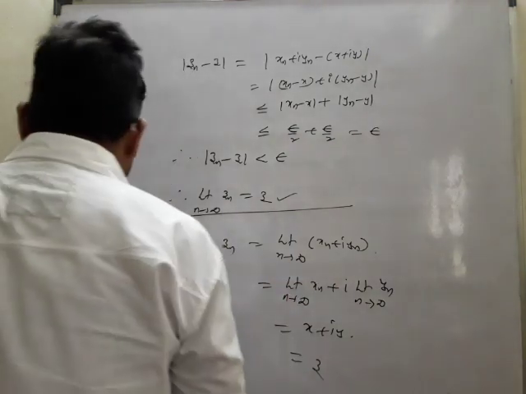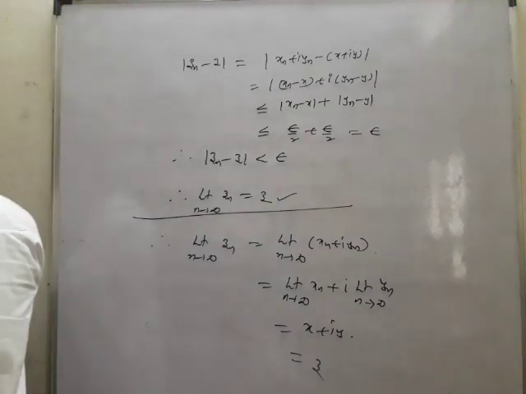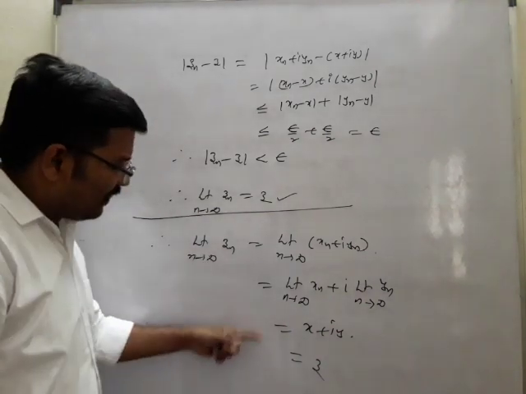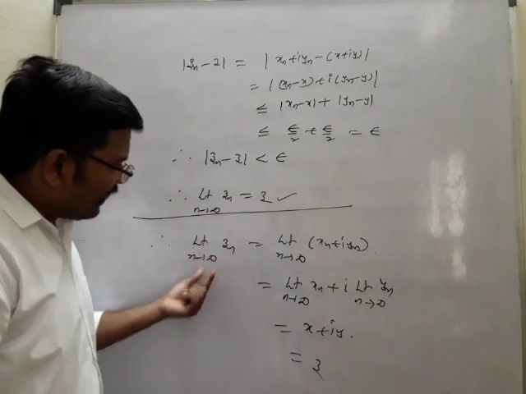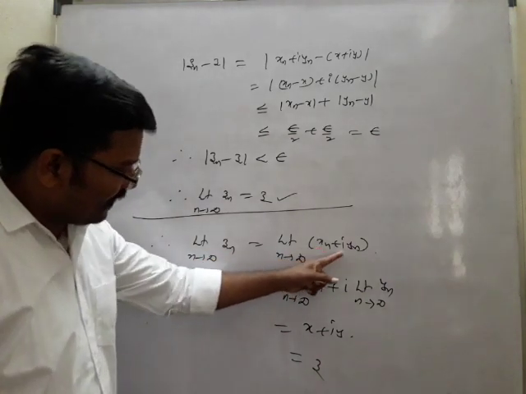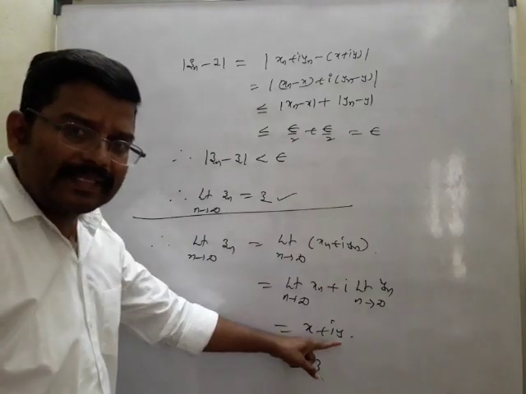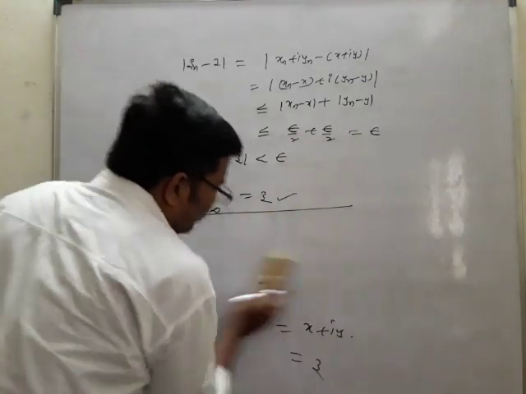Now we go for another important theorem regarding this. So this is the note point that as n tends to infinity, I can say zn is equal to z. Otherwise I can say limit of xn plus i yn is nothing but equal to x plus iy. Okay, so this is what we have.